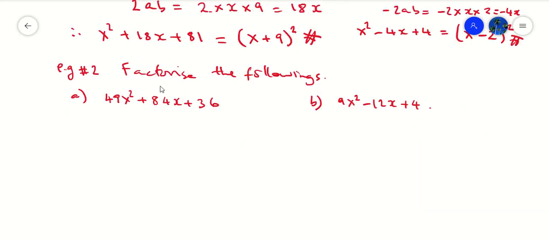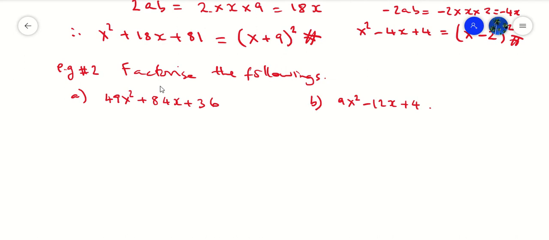Okay, example number 2, we have two parts again, part A and part B. Part A, we've been given 49x squared plus 84x plus 36. They say factorize this. This is where the perfect square is very useful, because if we were not using perfect square on this example, we would have to multiply, let's say, 49 times 36, and then we need to find a factor of this, which either when we add them or subtract them will give us 84. So it's a big number, and we don't want to go through that.